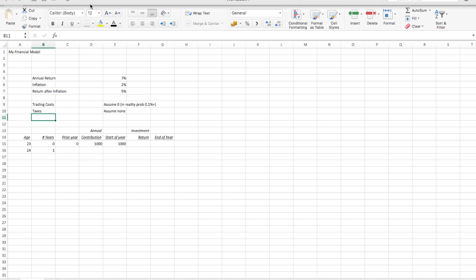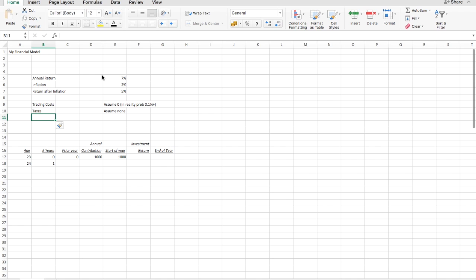The final thing I want to add here, let's do another space, is growth in annual contribution. A lot of people when they start out saving don't have a lot of money to save, but that goes up over time.